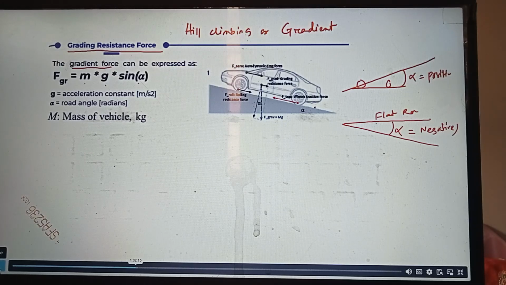I hope this point is clear. So that means when you are going uphill, there is more resistive force. When you are going downhill, that actually helps you in the tractive force. So how do you calculate it? Very simple: mg sine alpha. You already know what m is, you already know what g is, and then the third is sine alpha, right?